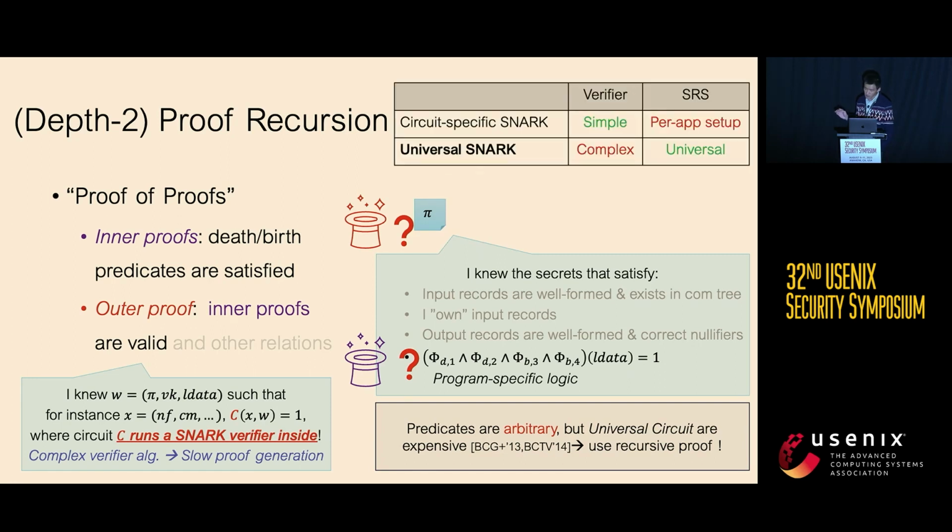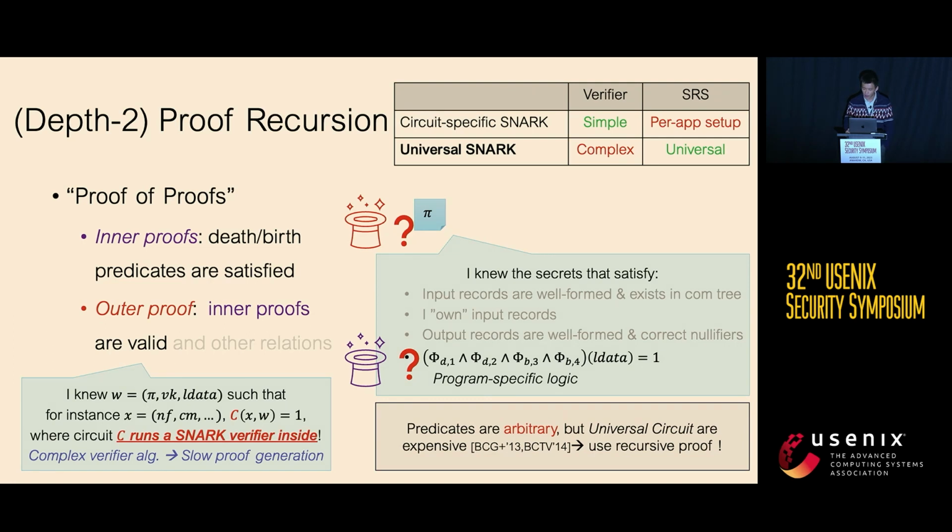So here comes the problem statement. The original Zexe system was instantiated with circuit-specific SNARKs. It benefits from a very simple verifier, so the outer proof generation is reasonably fast. However, the requirement of a per-application setup of the SRS is kind of unrealistic. Imagine a developer came along to your private smart contract platform and wrote a program, and for every program, he has to go outside and do an MPC.